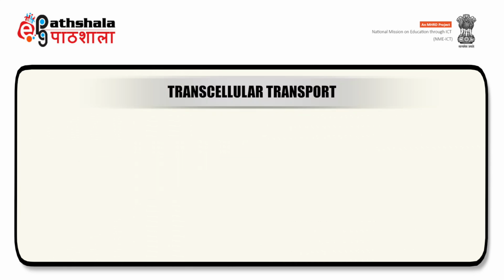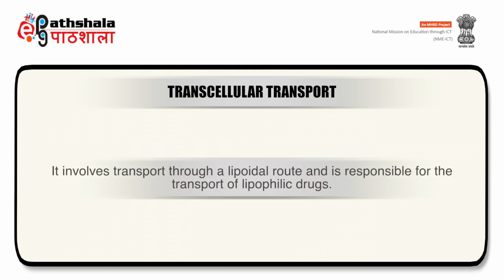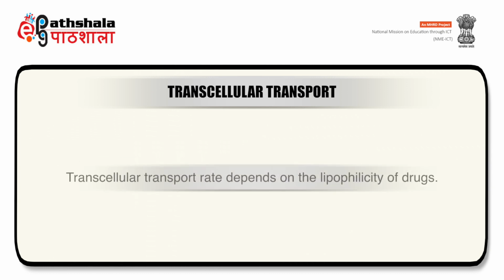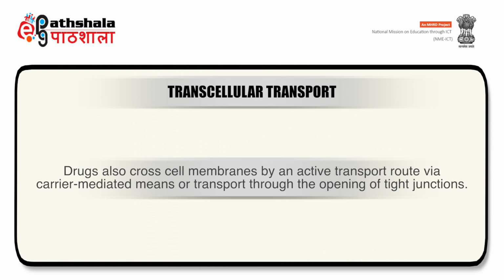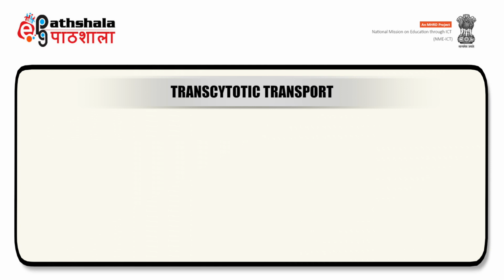The second mechanism is transcellular transport. It involves transport through a lipoidal route and is responsible for the transport of lipophilic drugs. Transcellular transport rate depends on the lipophilicity of drugs. Drugs also cross cell membranes by an active transport route via carrier-mediated means or transport through the opening of tight junctions. The third mechanism is transcytotic transport.